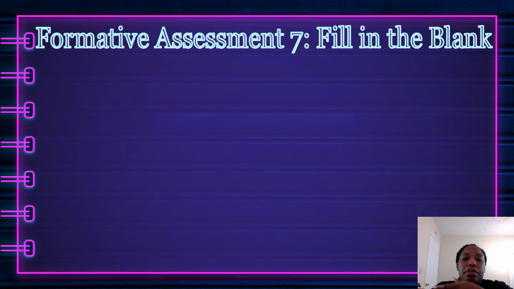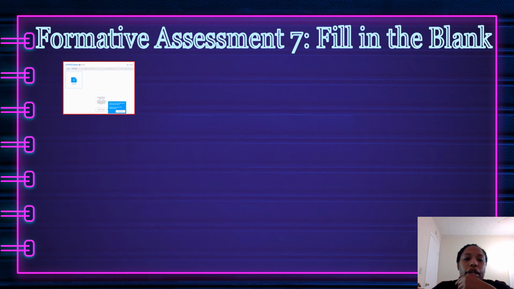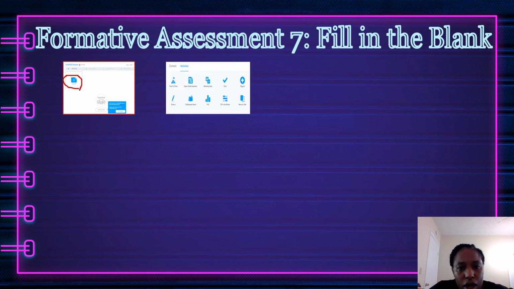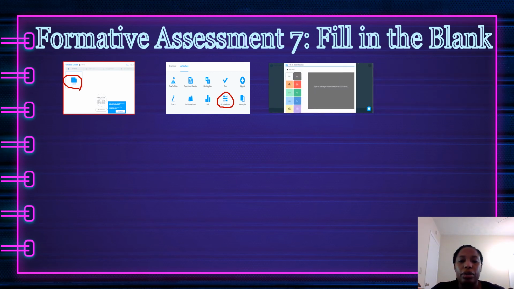Okay, the last assessment is fill in the blank. You are in edit mode. Click on add slide. Click on fill in the blanks right here. And once you click on fill in the blanks, this screen is going to pop up. It's going to be blank inside. Now you can click on any one of these or this, and it's going to be different as well.